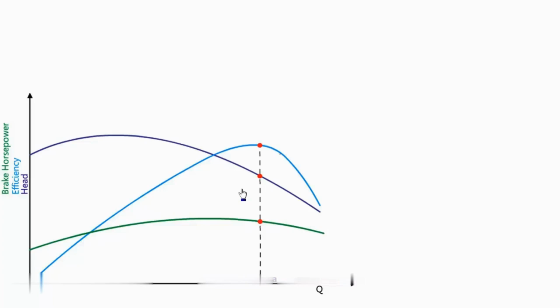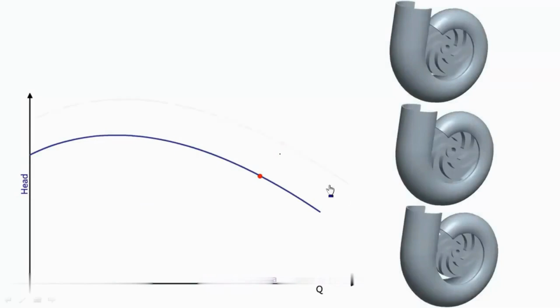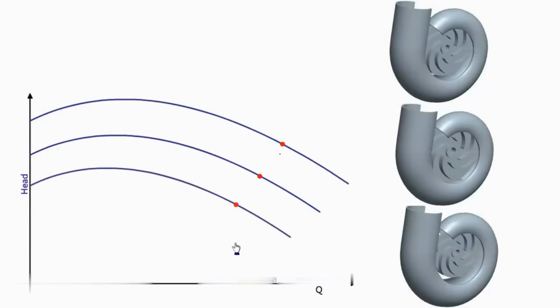For a particular casing, we can fit different sized impellers in it. For a larger impeller, head curve will be like this, and this is the best efficiency point. For impellers of smaller size, head curve will vary like this. Best efficiency points are again marked.